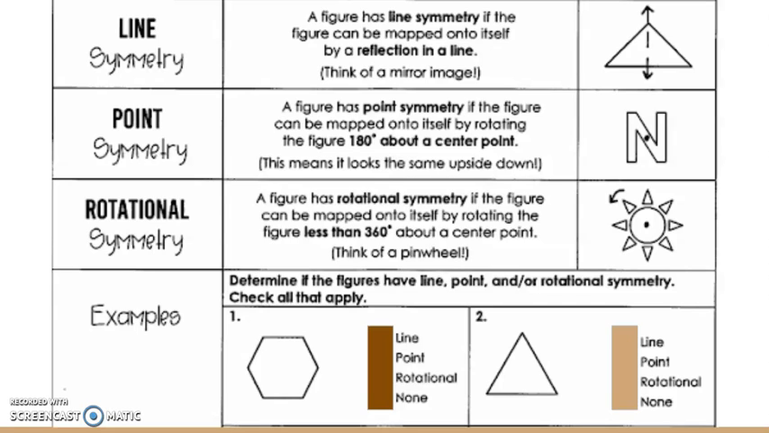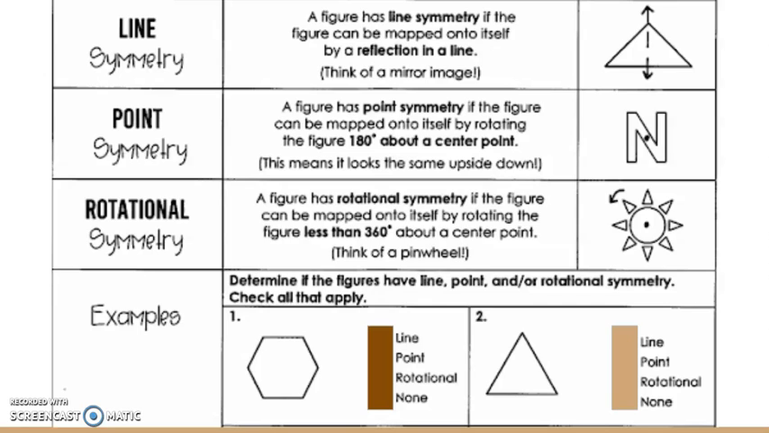That's line symmetry. Point symmetry is if we have a point on our figure and we can rotate our figure 180 degrees to get the same shape. So the easiest trick is to think about if it looks the same upside down instead of having to turn the paper. The last point is our rotational symmetry.